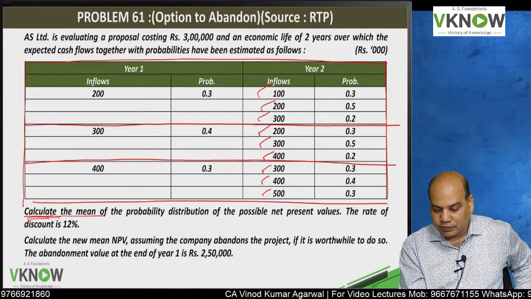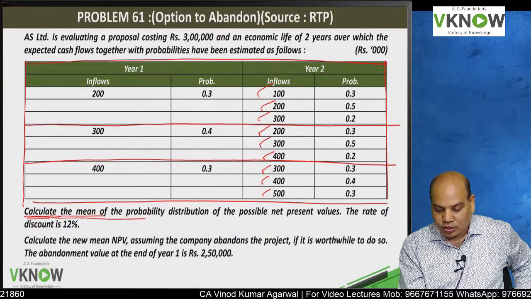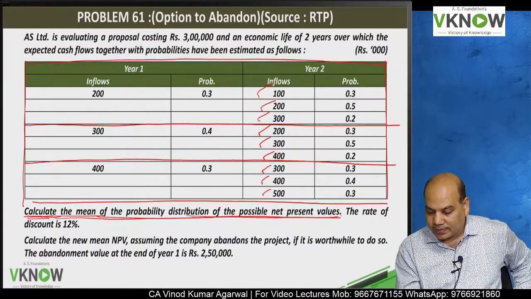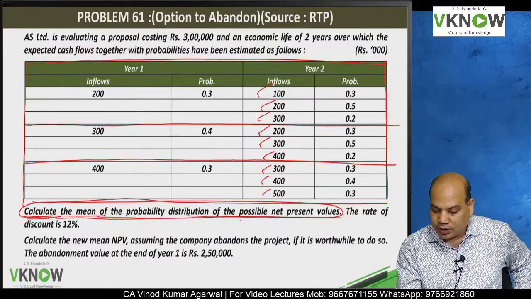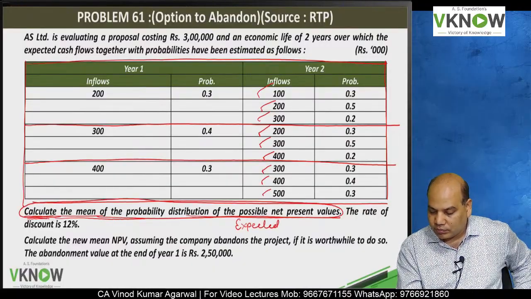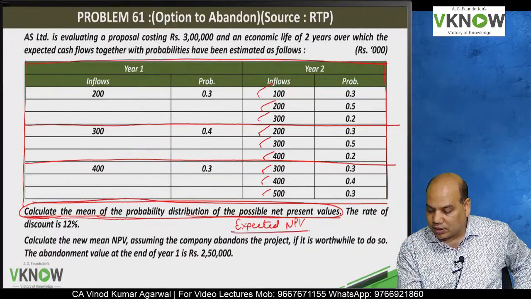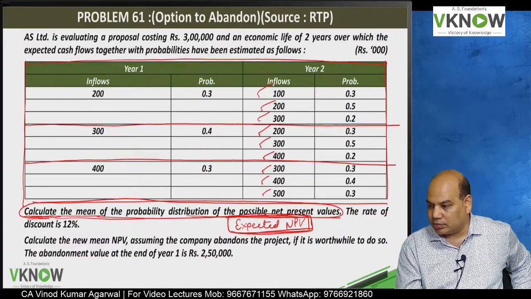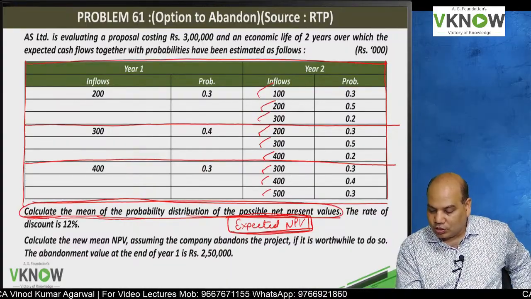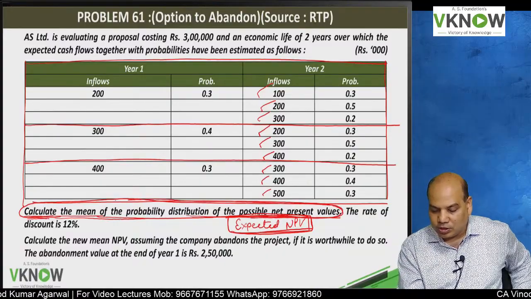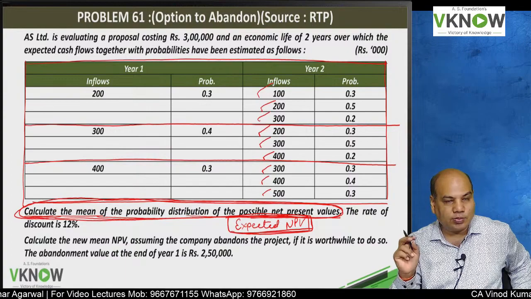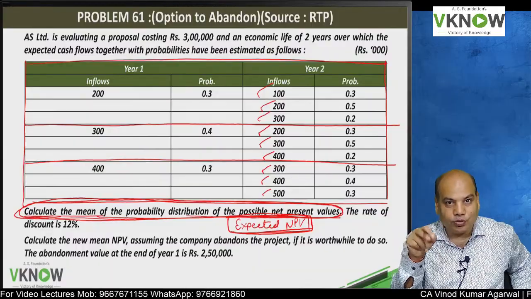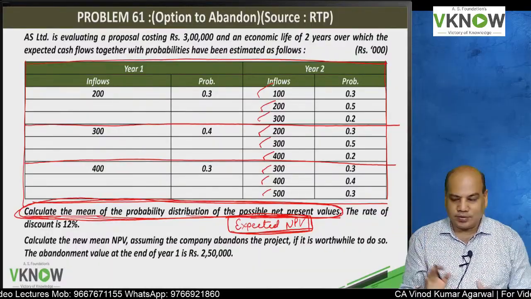You will realize on the day of the exam, those who are ignoring the homework. Calculate the mean of the probability distribution of the possible NPV. The first question means find expected NPV, which we have done, I think yesterday in one problem. Is it right? Don't ignore. You are spending so much time in the office, but you have to also spend time on learning, because ultimately your value will increase, personal value, only if you pass the exam. Otherwise, you'll keep on working.